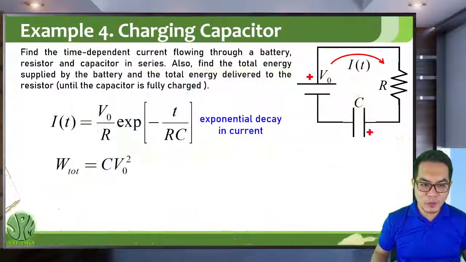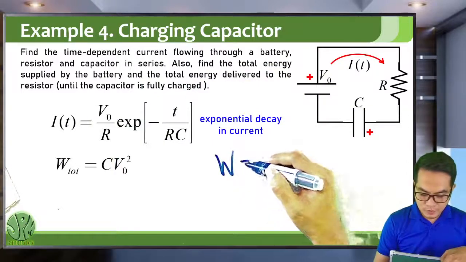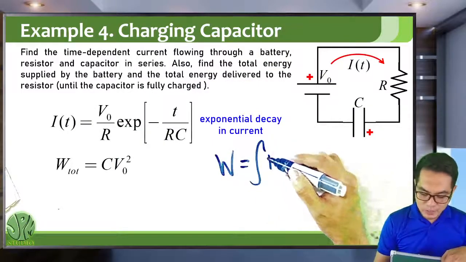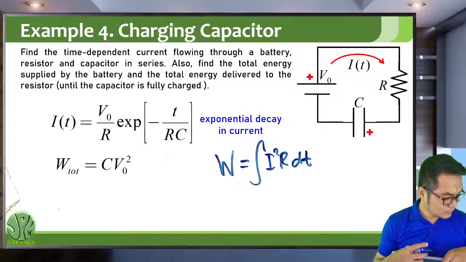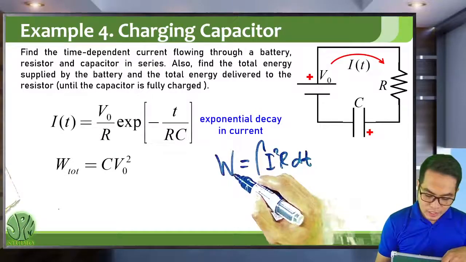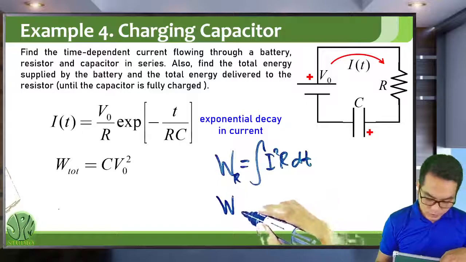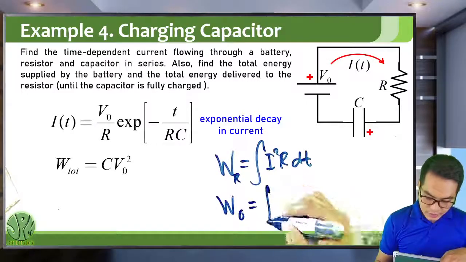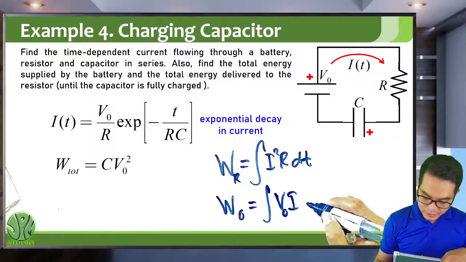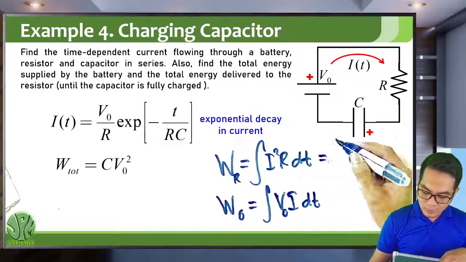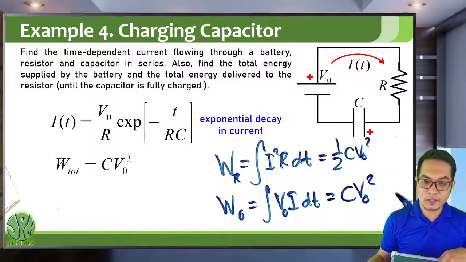If you find the total energy, you do the same for the total energy. You will use the same formula as we did before. So work is just power times time, which is I squared R times dt. This is for the energy delivered to the resistor. For the energy of the source, the power of the source is just V naught times I dt. So this will give you 1/2 CV naught squared, and this will give you CV naught squared.